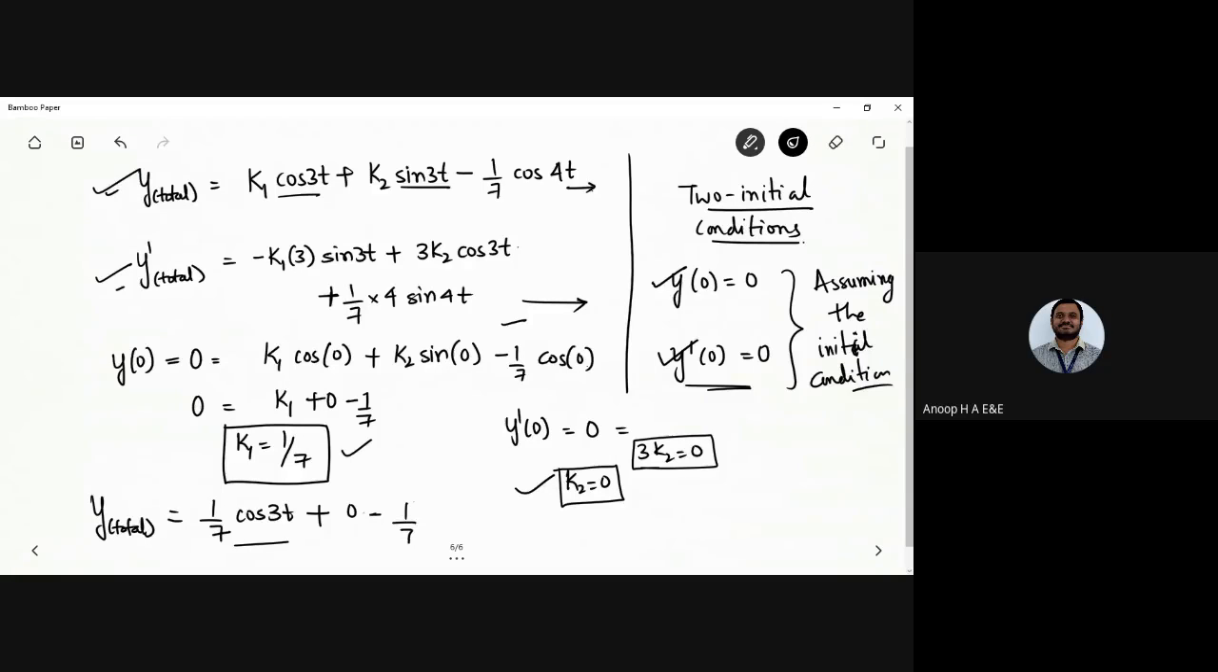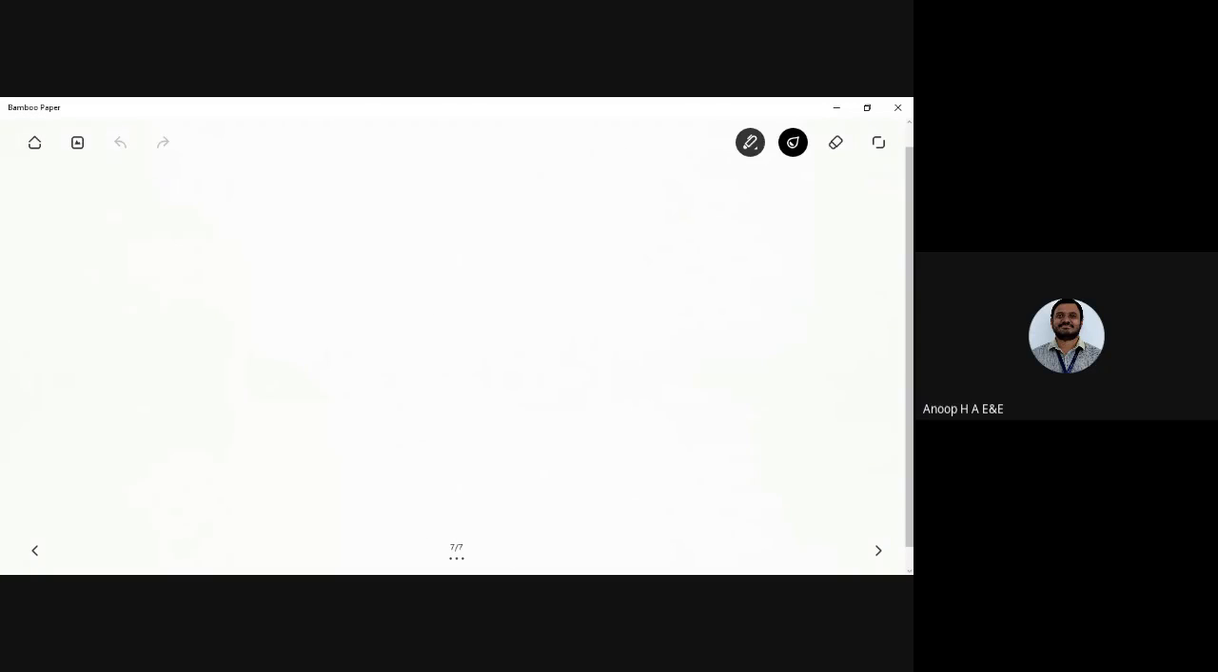Minus 1 by 7 cos 40. Okay, so that is y total. Yes, so these are the constants that I got: k1 as 1 by 7 and k2 as 0. Okay, so the next two problems, I will give it to you.